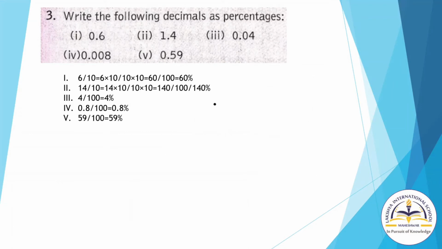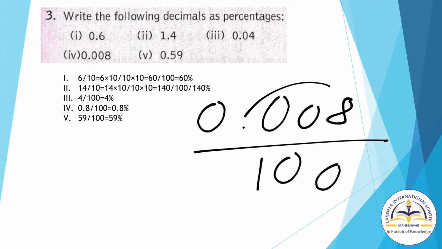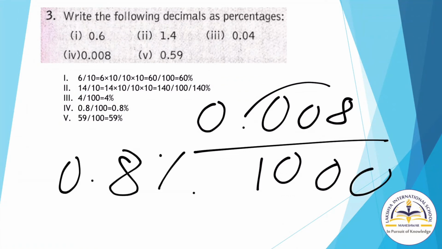Now 0.008. When you remove the decimal, you will get 8 by 1000. 8 by 1000 means 0.8%.